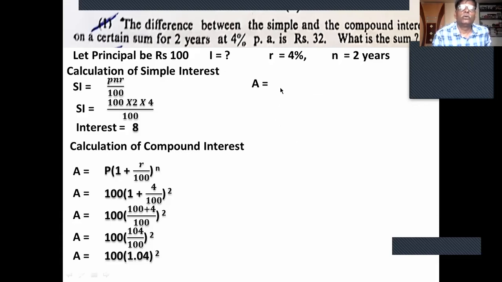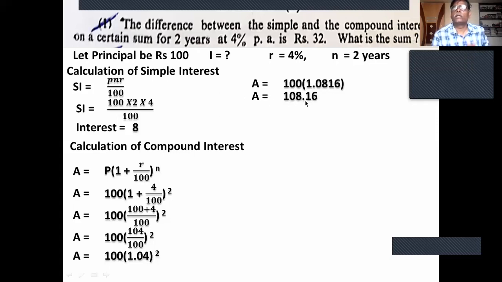So A is equal to 100 into 1.0816. 1.04 raised to 2 is 1.0816. This is the 1.04 square value. If you multiply this with 100, then the A value is equal to 108.16.